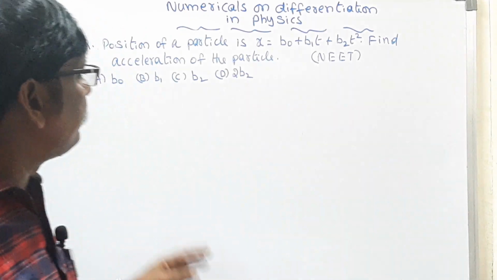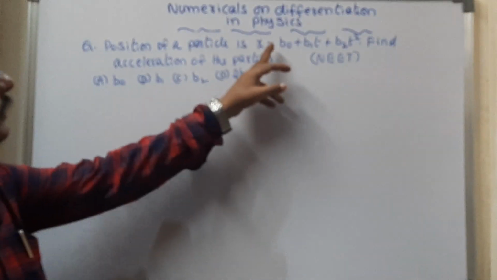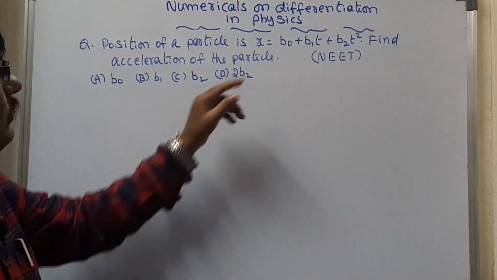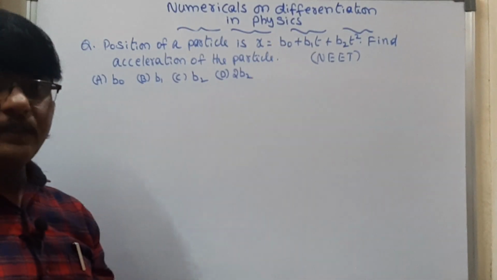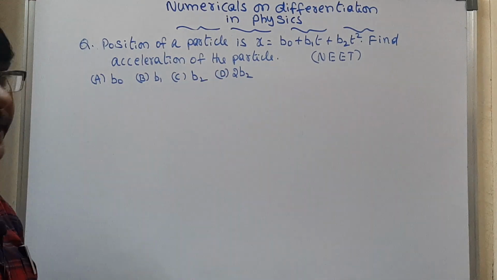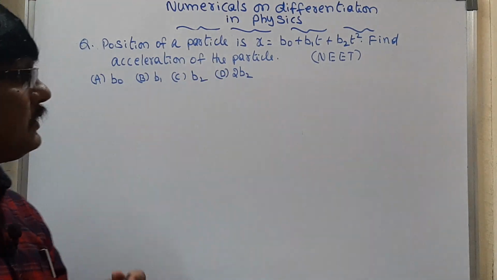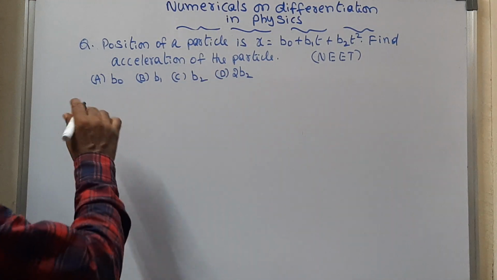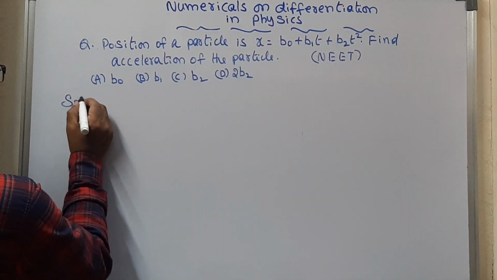See, that sum is now: the position of a particle is given, that is x is equal to, so the distance, the displacement, whatever it may be, that is the position x. Find the acceleration of the particle. Very simple sum, it was given once in the NEET exam. Now let us see how we can solve this one.